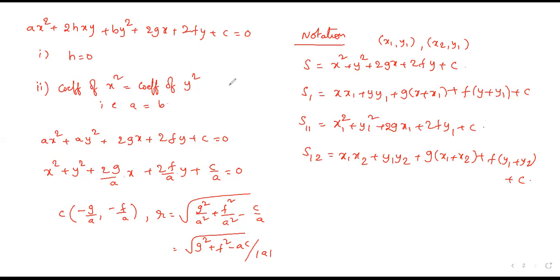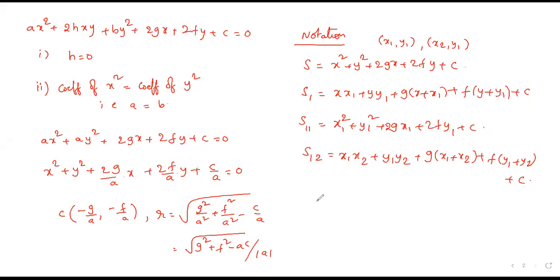S is x square plus y square plus 2gx plus 2fy plus c. S1 is xx1 plus yy1 plus g into x plus x1. Next, S11 means x1 square plus y1 square plus 2gx1 plus 2fy1 plus c, and S12 is x1 x2 plus y1 y2 plus.